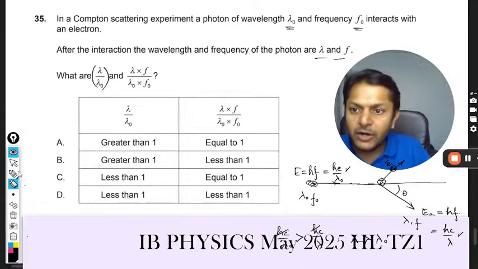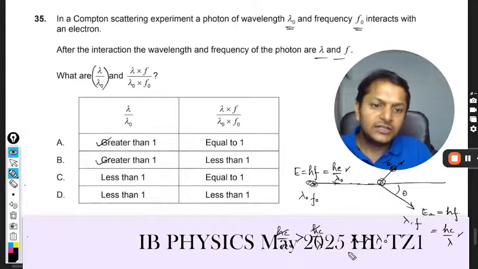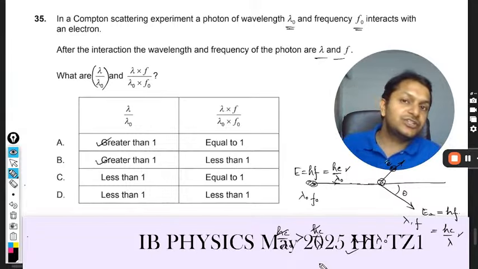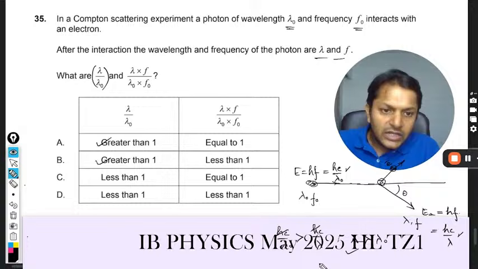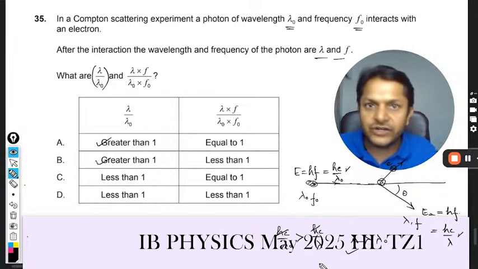So no surprise about it. So it will be greater than 1. This is how we do it. We compare the energy that has gone to electrons. So the other photon is having a lesser energy, and you have created this thing.